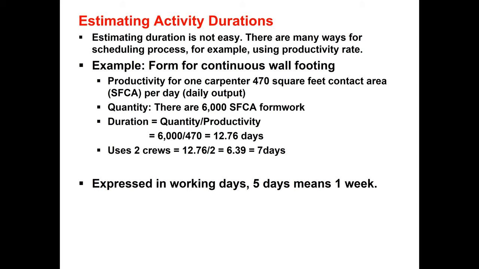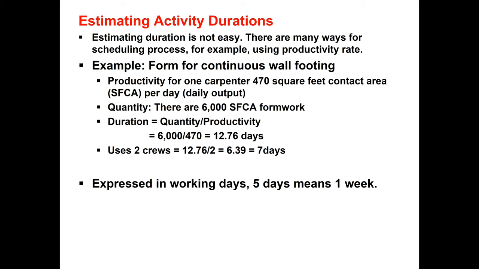Now it's very easy to find duration as quantity over productivity. So we know the quantity is 6,000 and the per day output from one worker is 470. If we divide the quantity by the daily output of that carpenter, this means a carpenter needs 12.76 days to finish this much quantity.